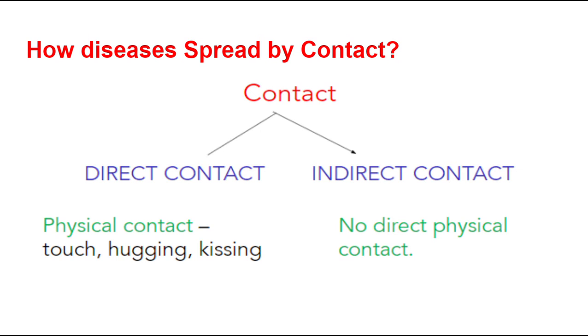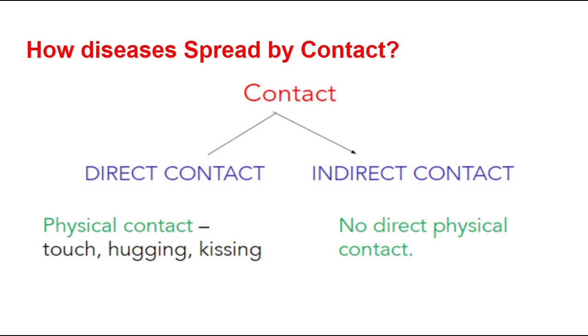Now, in the previous slide, we saw that diseases can also spread by contact. How? Now, diseases can spread in two ways by contact: direct contact and indirect contact. Direct contact is nothing but physical contact like touching, hugging, kissing, etc. And indirect contact is no direct physical contact.